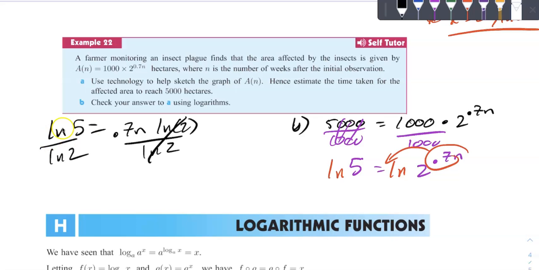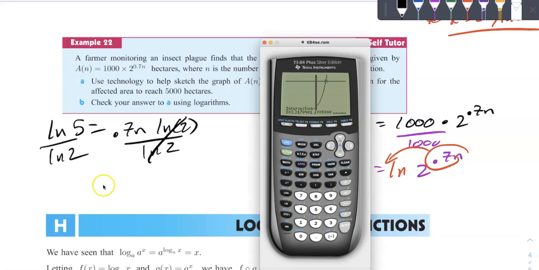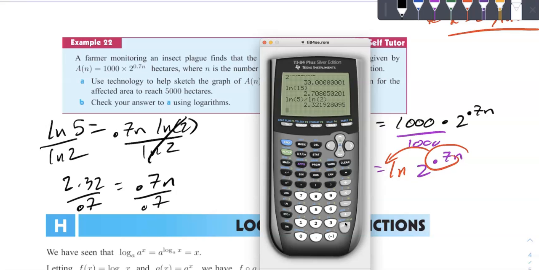These cancel out. Now we're going to use the calculator anyway, so let's bring our calculator back out. Let's divide this before I divide by 0.7. So let's go back to the home screen. Natural log of 5, don't forget to close the parenthesis. Divide by natural log of 2. And I get 2.32. So 2.32 equals 0.7n. Then we divide by 0.7. We get n equals, approximately, 3.317. So we get the same thing either way.